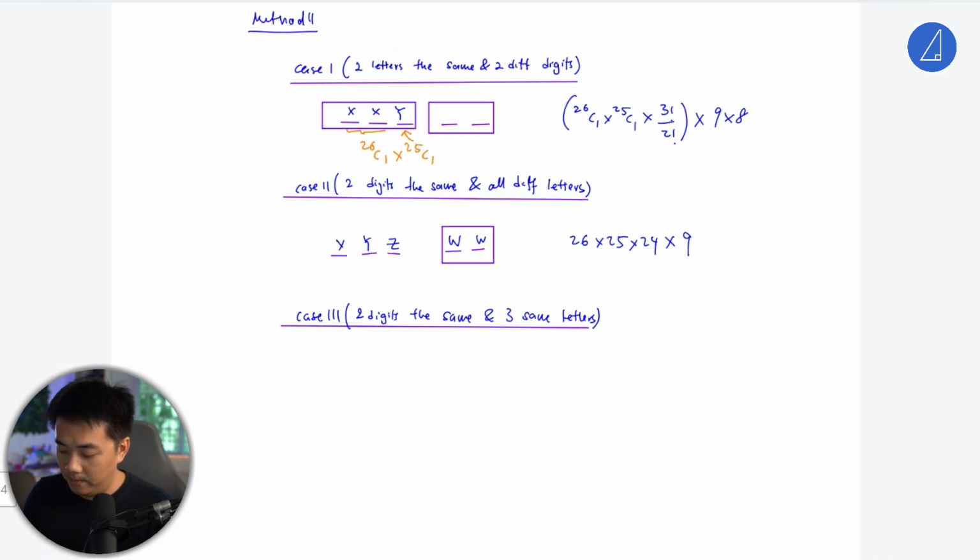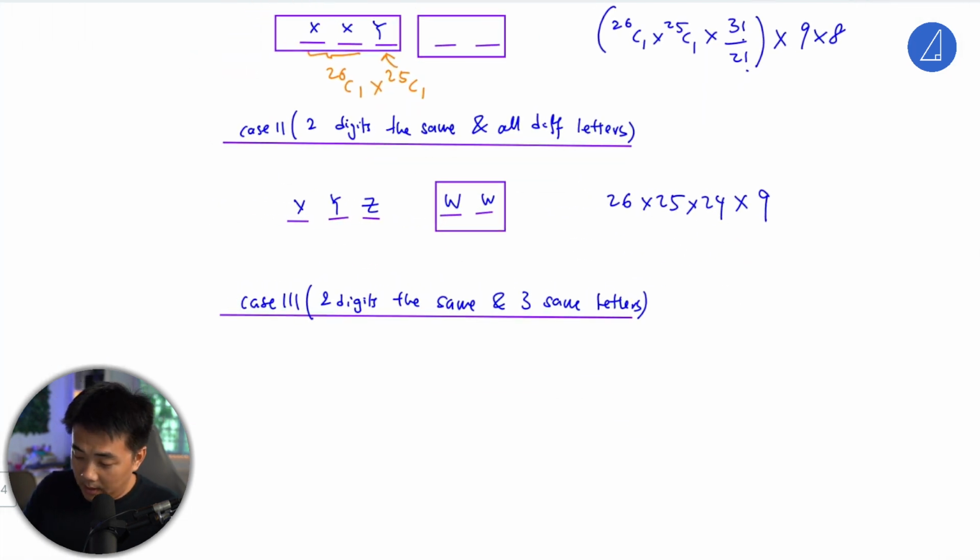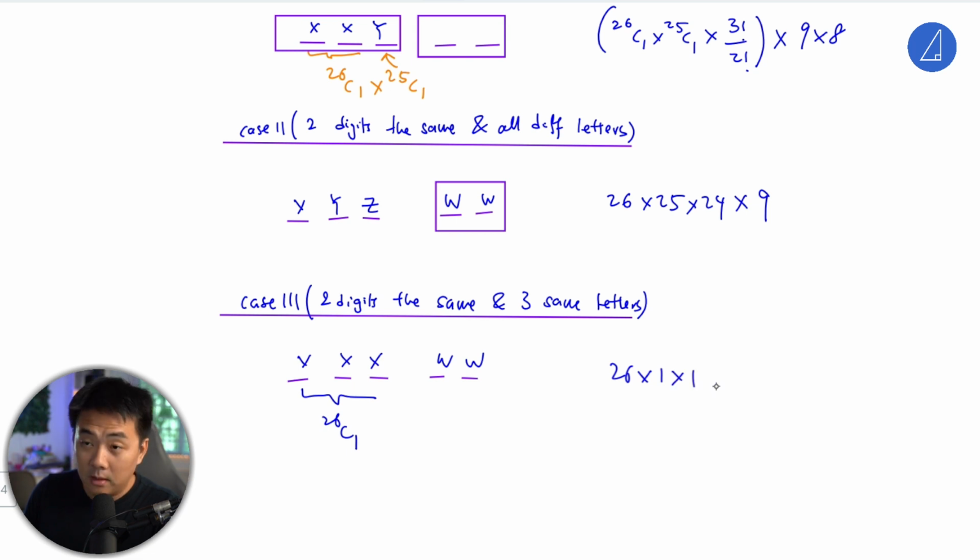So that's pretty okay. Now the last one will be two digits the same and three same letters. Three same letters will be like X, X, X here, then two digits the same will be W, W here. So what we do is 26 choose 1, or just 26 times 1 times 1, times 9 times 1. If you want the times 1 behind, it works as well.